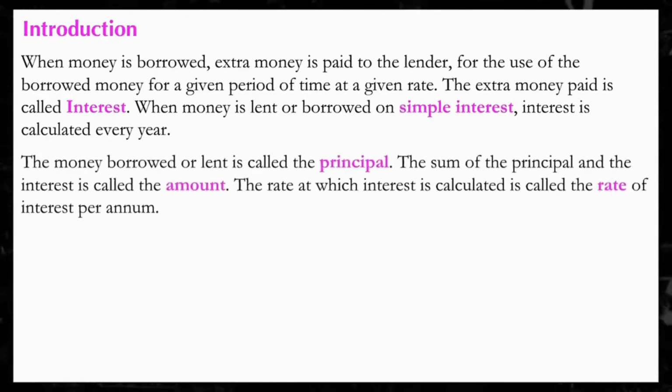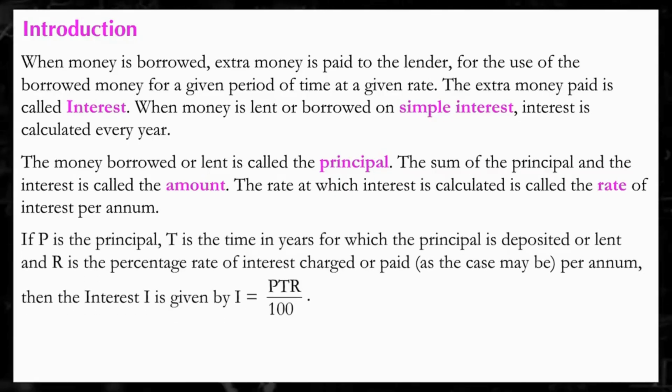The money borrowed or lent is called the principal. The sum of the principal and the interest is called the amount. The rate at which interest is calculated is called the rate of interest per annum.